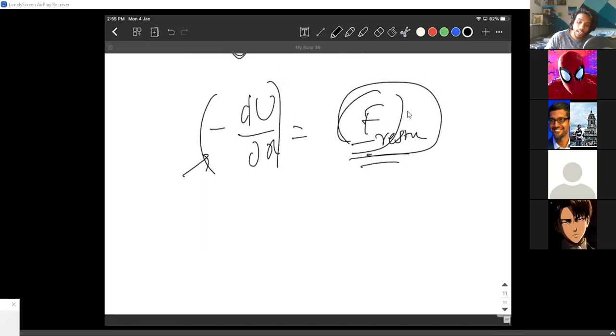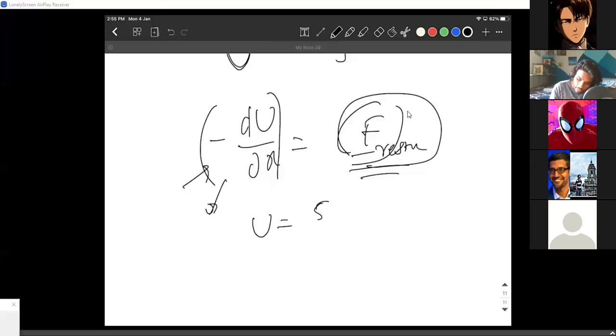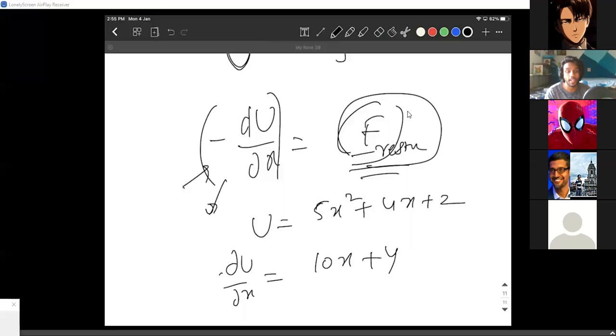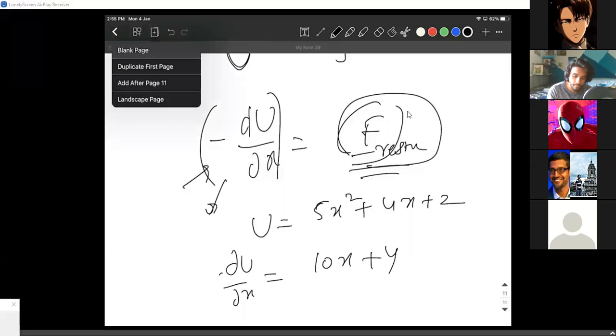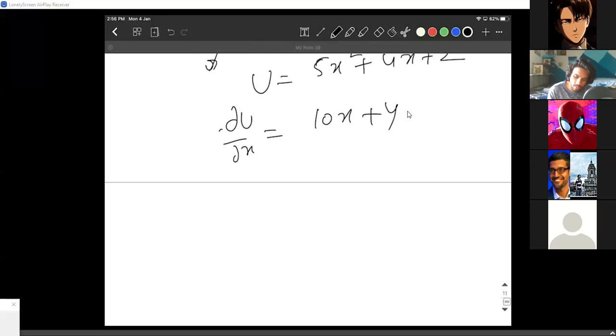So let us take this example only. U equals 5x square plus 4x plus 2. Try to differentiate it. dU by dx is 10x plus 4. So minus dU by dx is minus 10x minus 4.